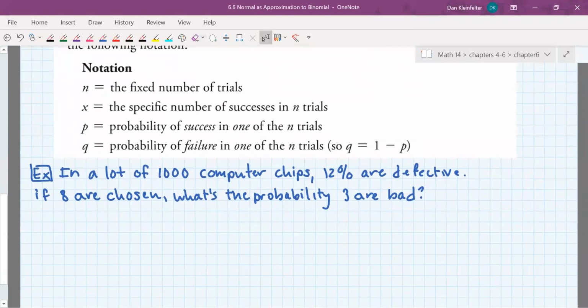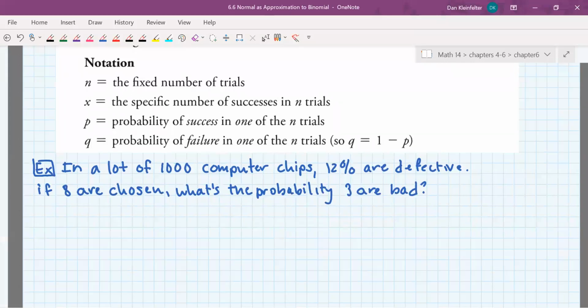We had specific meanings for certain symbols. n is the fixed number of trials. If you're tossing a coin 10 times, or you're taking a quiz that has 8 questions, or whatever it is, that's the number of trials. x is the specific number of successes that we're trying to find in n trials. p is that constant probability of success that you'd find in 1 trial. q is then the probability of failure. So q is the complement, and so it's going to be 1 minus p.